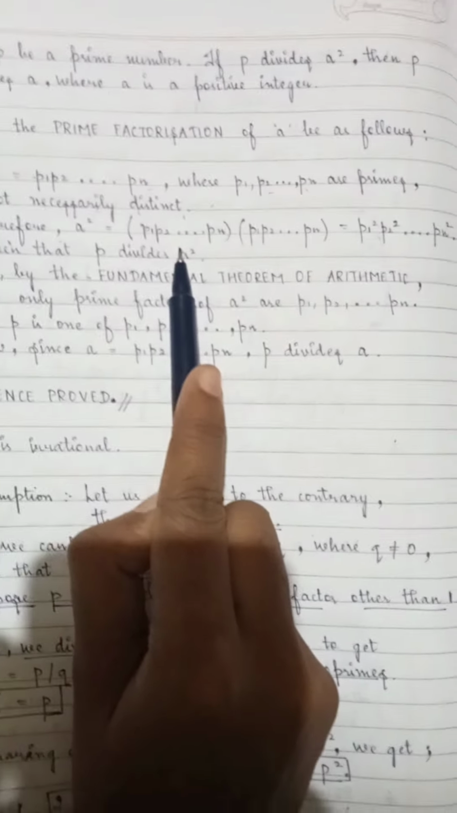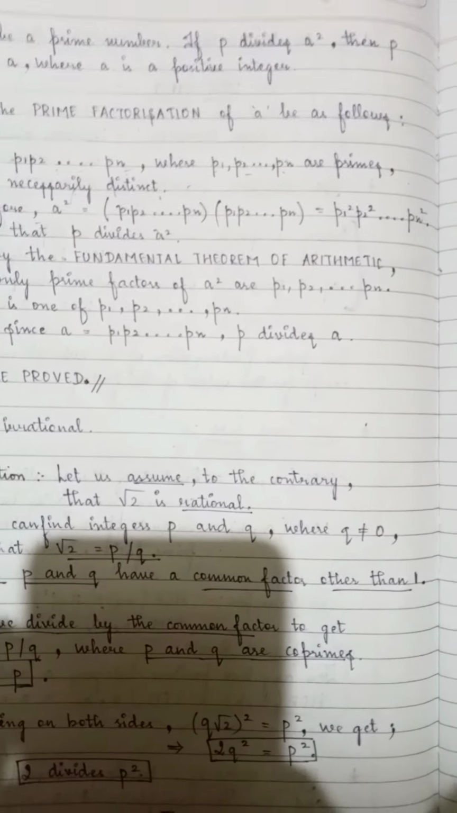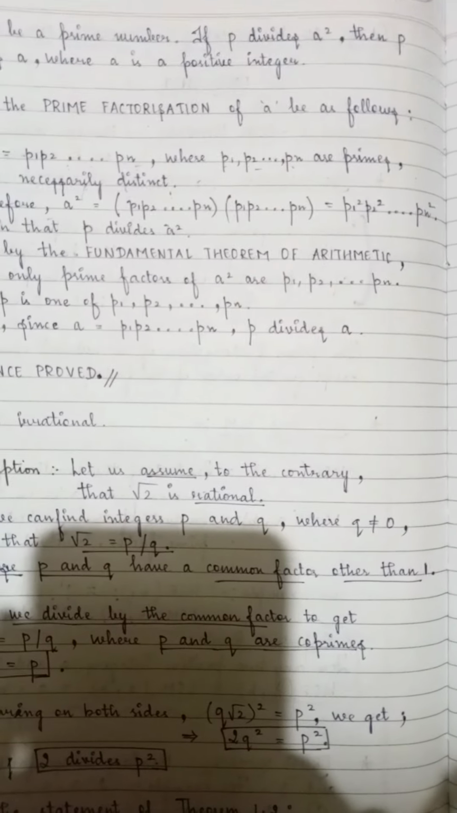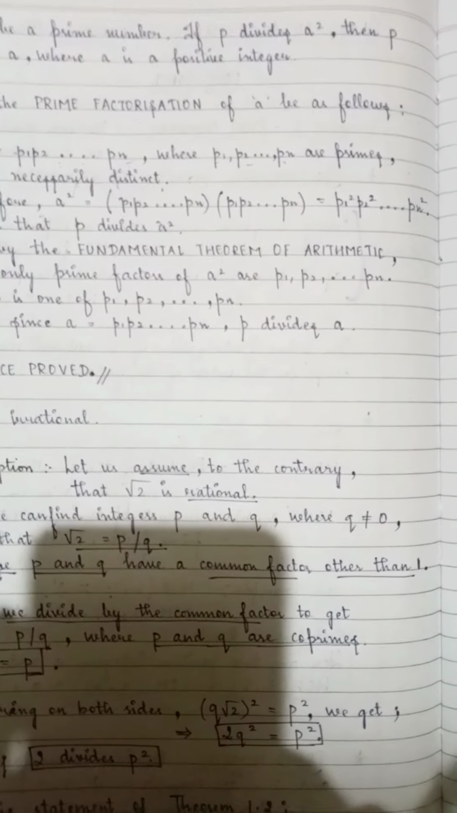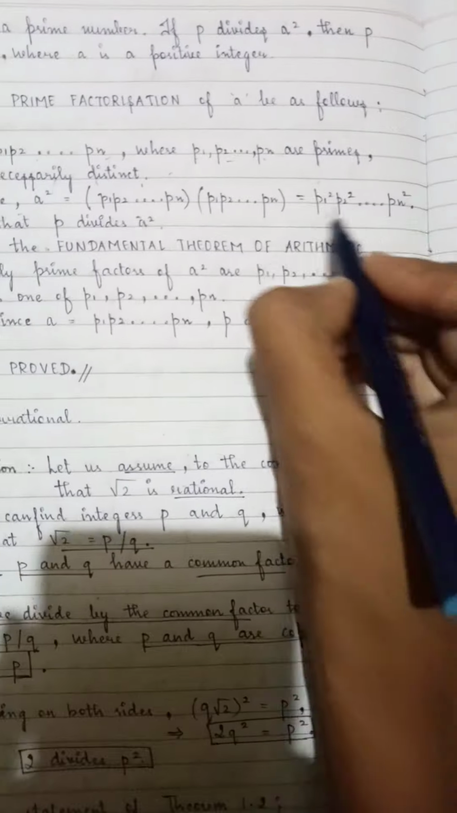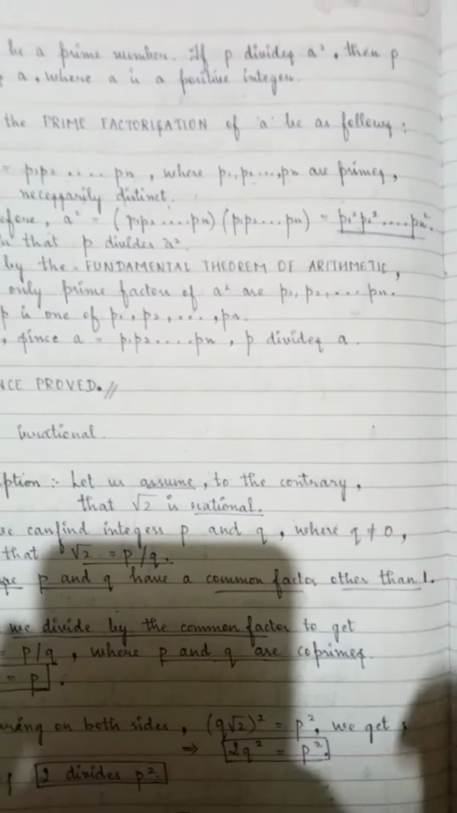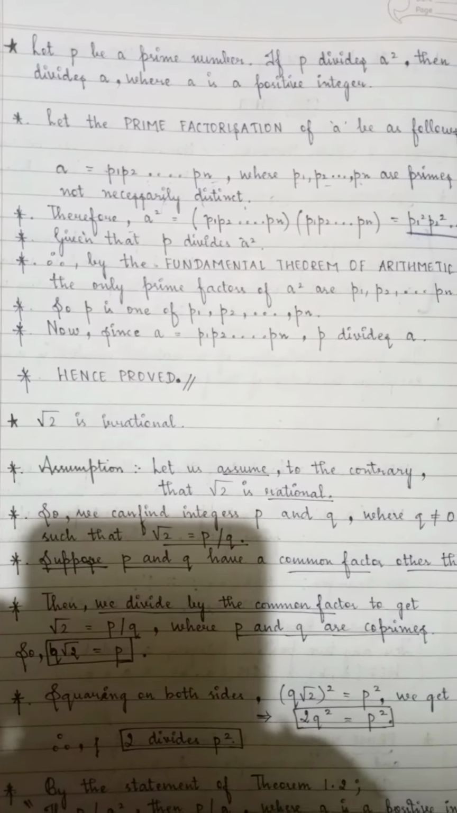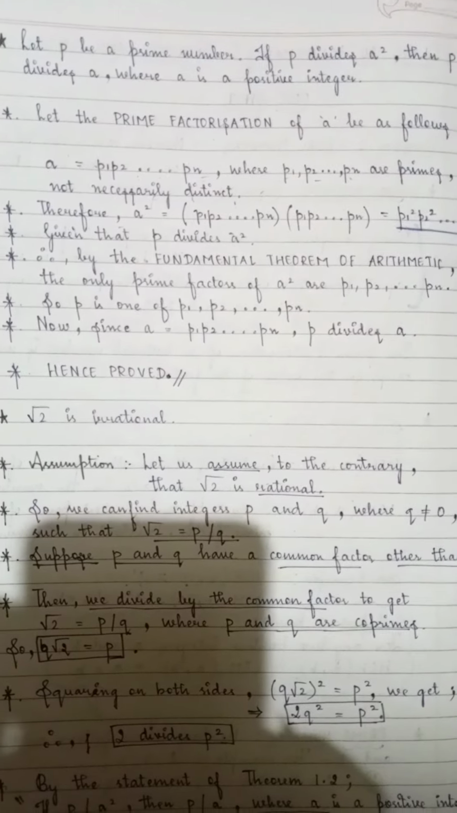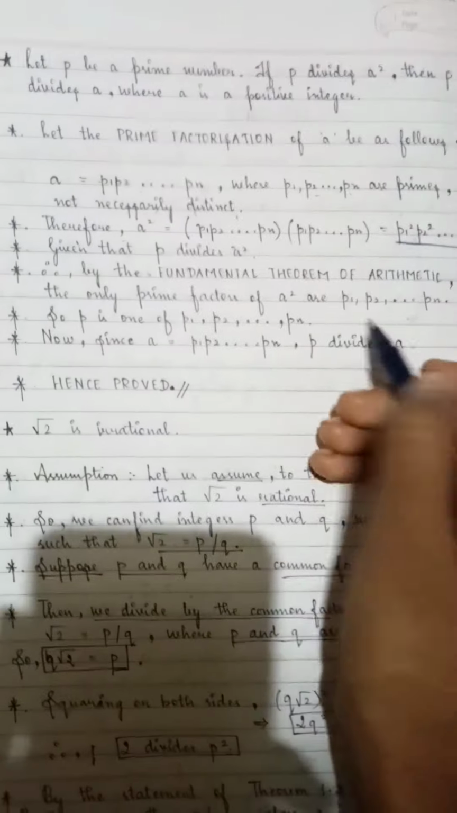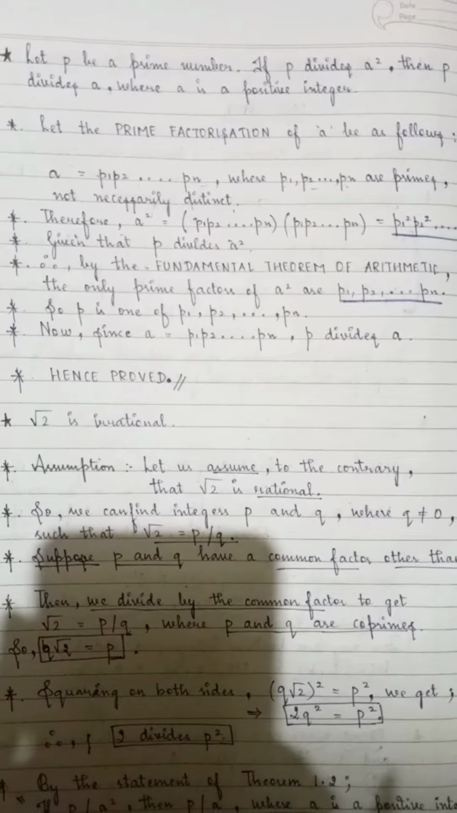Therefore, A square equals P1, P2 up to Pn into P1, P2 up to Pn. We know A is P1, P2 up to Pn. So, if we take the square of it, we get P1 square into P2 square up to Pn square. It is given that P divides A square. Therefore, by the fundamental theorem of arithmetic, the only prime factors of A square are P1, P2 up to Pn.